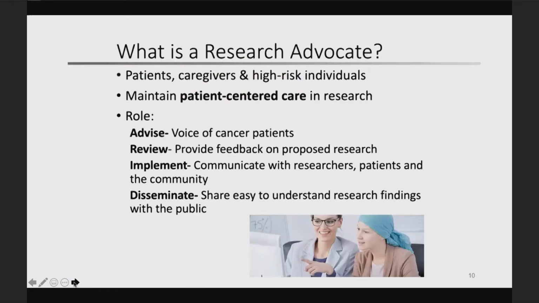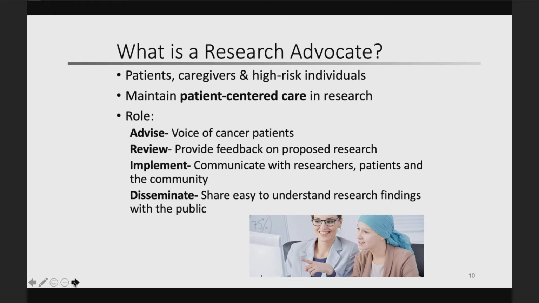We've taken this program, which is really around patients, caregivers, and high-risk individuals, thinking about how to maintain patient-centered care and research, and allowing them to advise us. What are their voices from the cancer patients? We allow them to review the clinical trials and the proposals before they even become clinical trials. Talk about how best to implement. Are there different strategies on how to communicate with researchers? Creating that bidirectional communication, which is so vital. And then how do you disseminate the results?